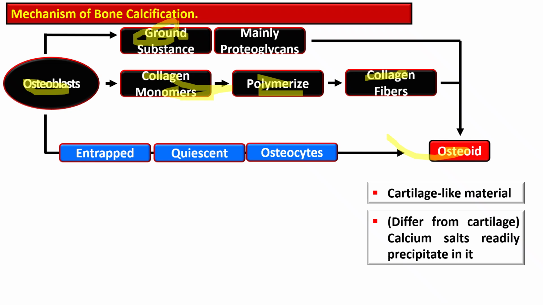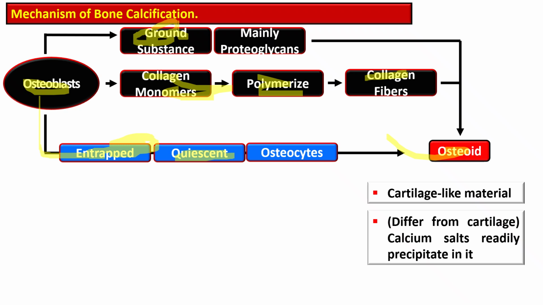The osteoblasts may get entrapped and transform into osteocytes. So some of these osteocytes are mature and less active. They are quiescent cells.